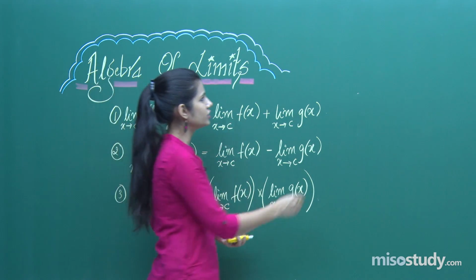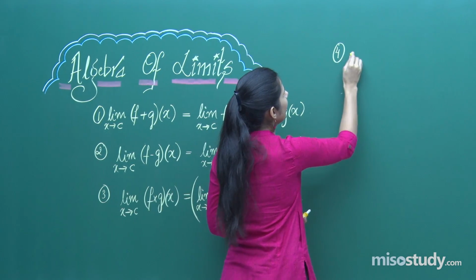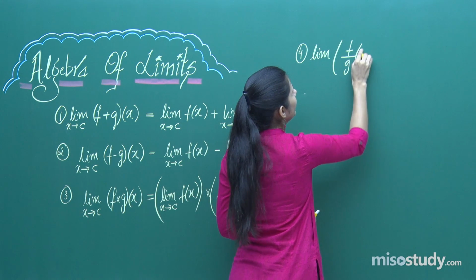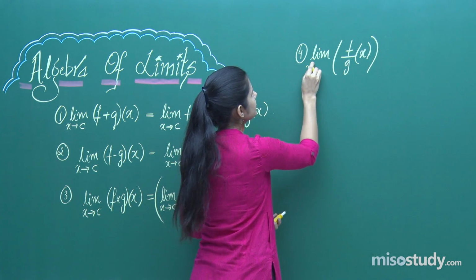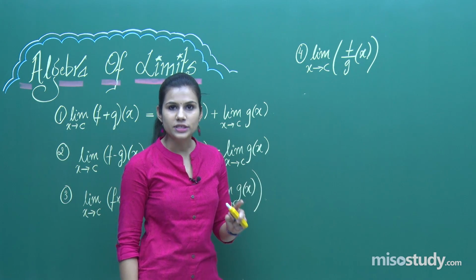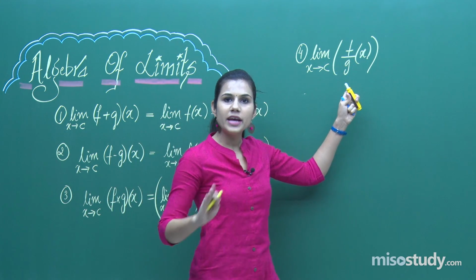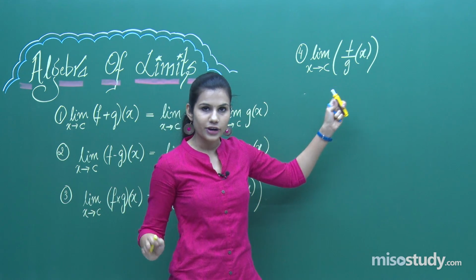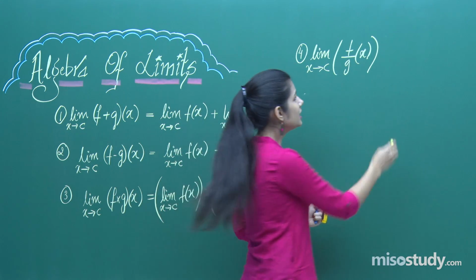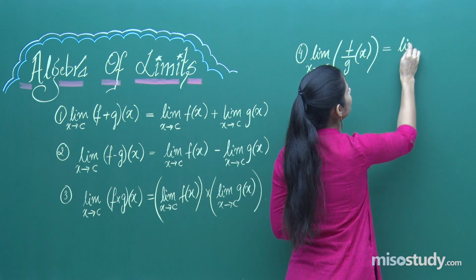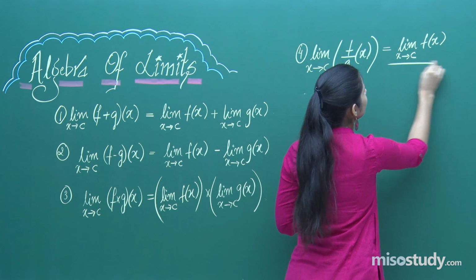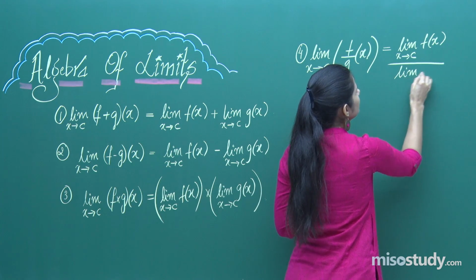In a similar fashion, we had also done how to evaluate the limit of f by g of x at C, provided this function g is not identically equal to 0, so that f by g is a well-defined quotient function. We observed that the limit of f by g at C can be obtained by just taking the quotient of the limit of f at C with the limit of g at C.